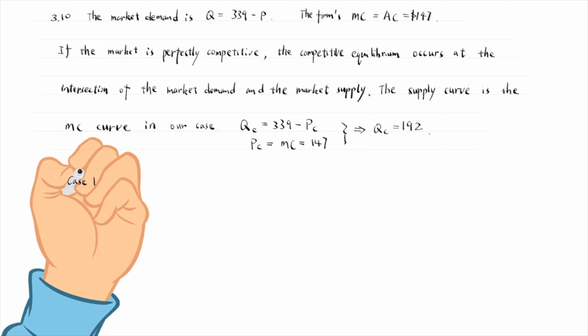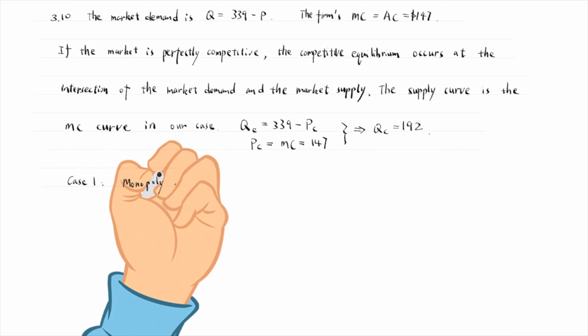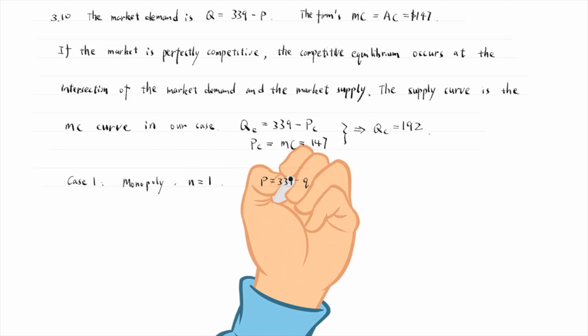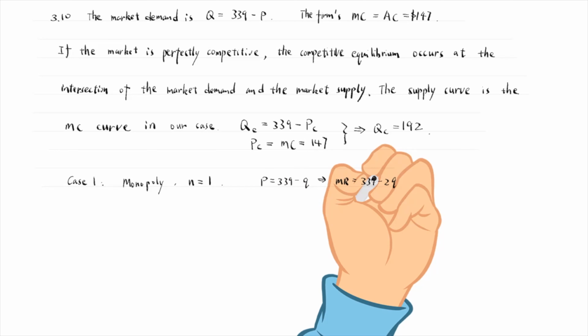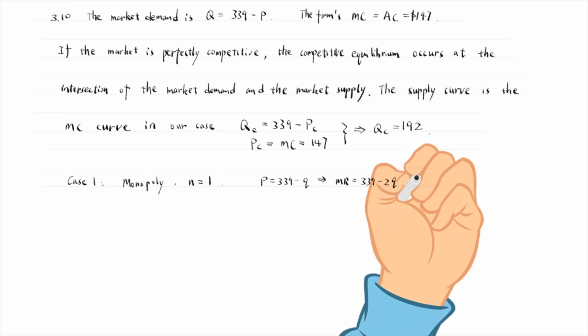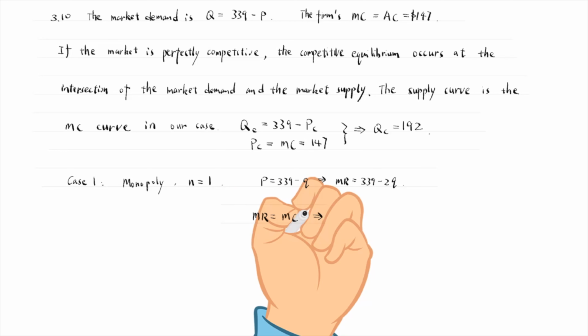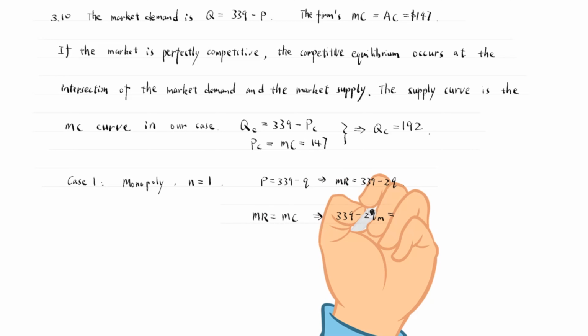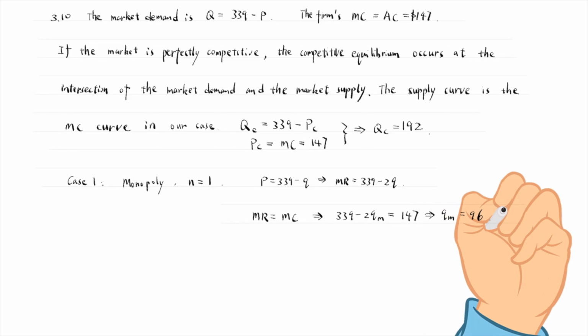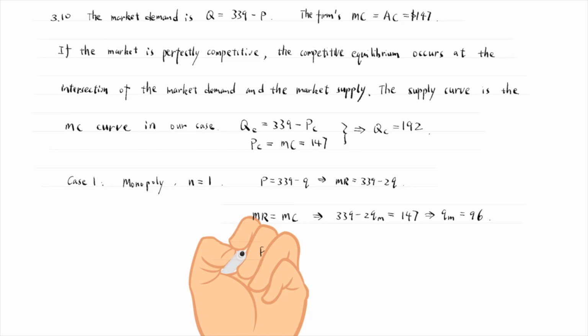In the second step, we find out the deadweight loss in the monopoly case. There's only one firm in the market. From the linear inverse demand function, we can directly write the monopoly firm's marginal revenue function. The first order condition for the firm's profit maximization is marginal revenue equals marginal cost. We can obtain the monopoly quantity, 96, and the monopoly price, 243.